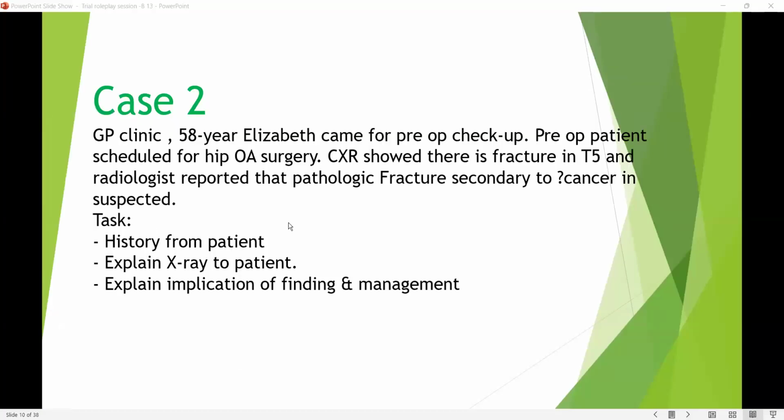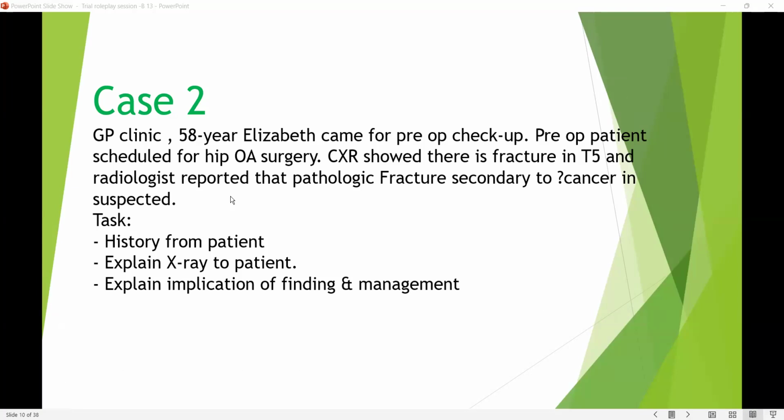Definitely, it can take time, but the issue is patient coming with pre-operative investigation. So my suggestion would be you need to make a good rapport with your patient because you are going to give a bad, like breaking bad news to your patient.